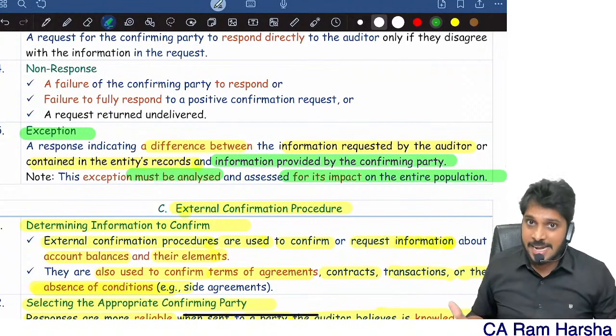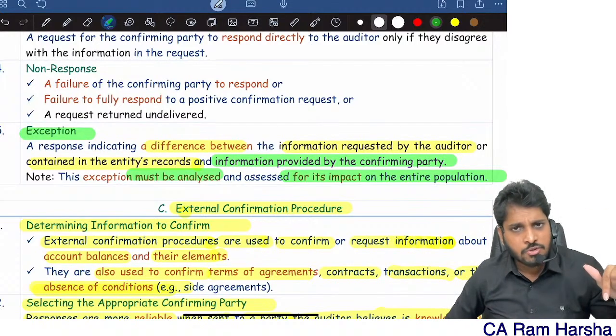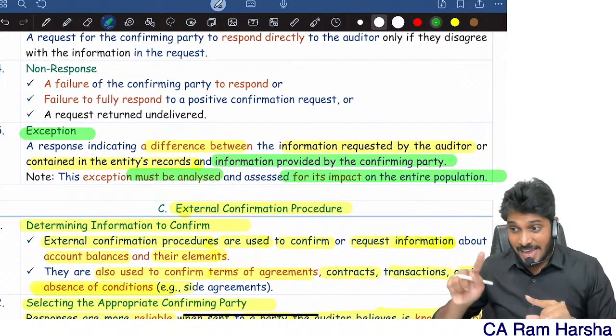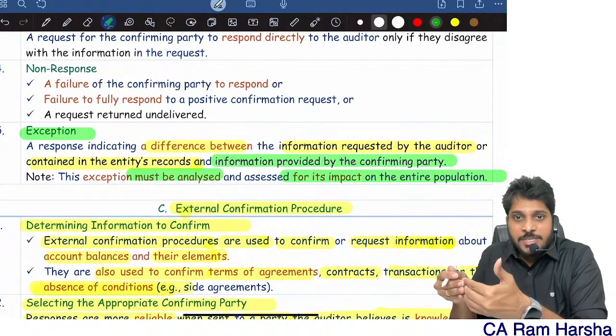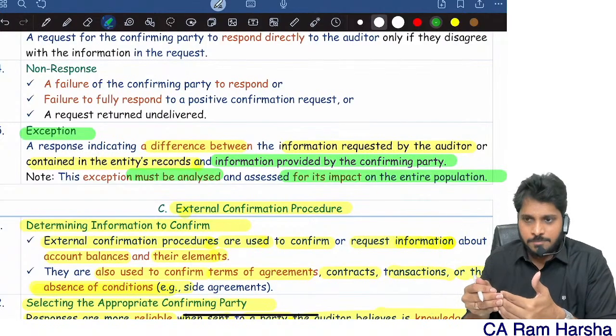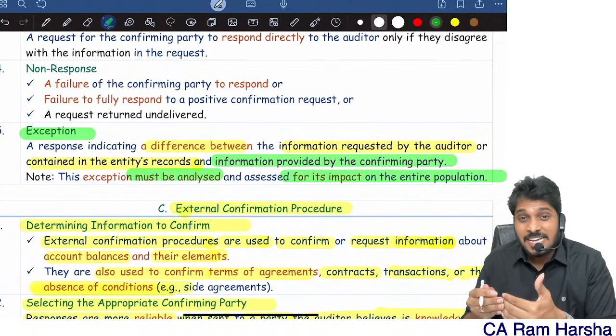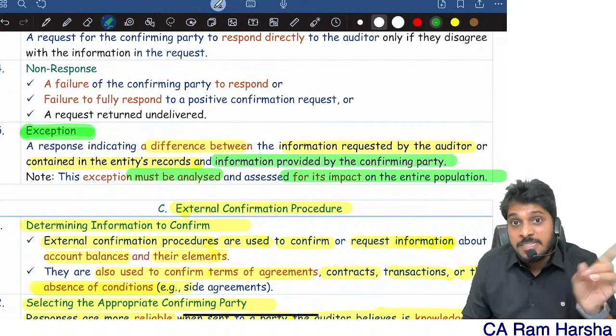He replied saying 8 lakhs only. Can I straight away say our client books of accounts are wrong? No. See, when you sent a confirmation request, third party replied with disagreement, that he did not agree with this. Disagreement is an exception. That's not misstatement.